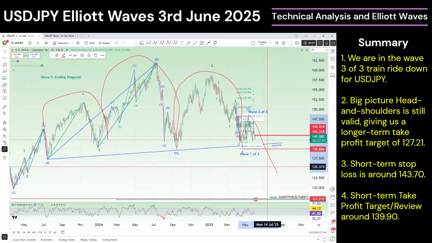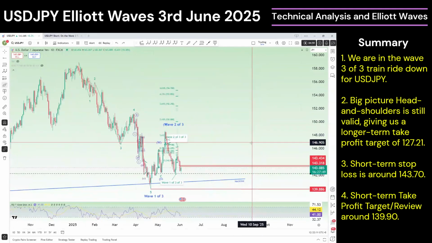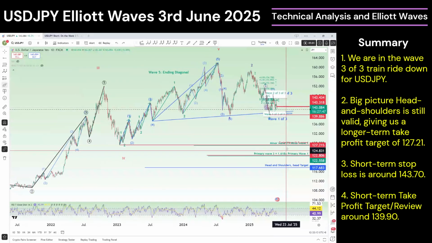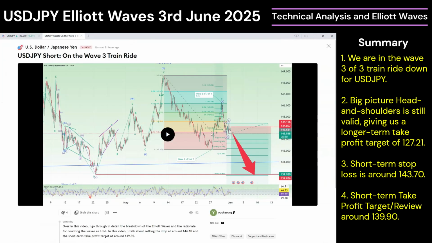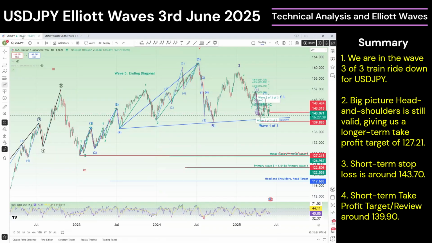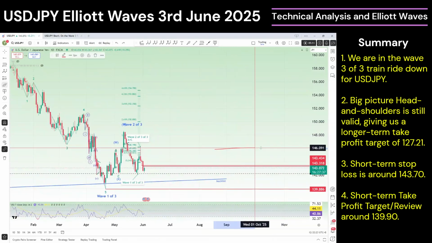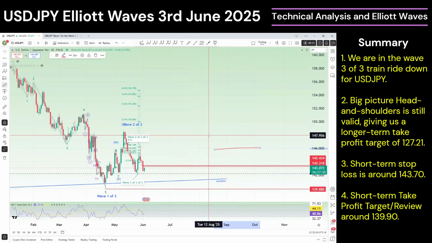So we still have a very strong target here. This never changed, 127.21. If you go into my previous idea, I will explain this also. But for now, let's get back to this.